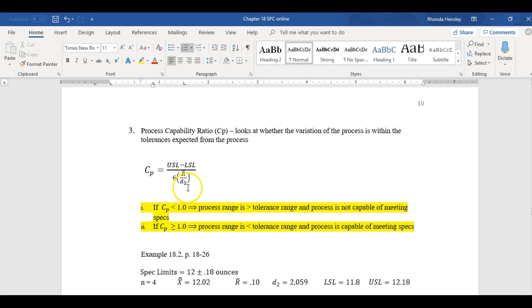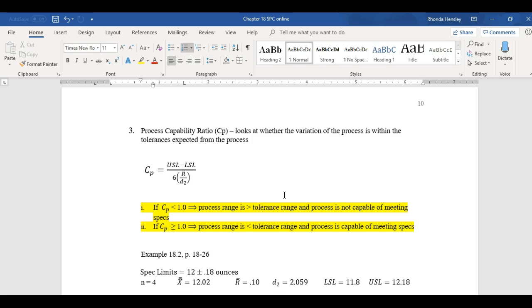So this average R divided by D2 is used in lieu of a standard deviation. And since 6 standard deviations account for about 99.7% of the observations, you're looking at the range. So the range that they want divided by the range your process is doing. Think about it for a second: if your process capability ratio, CP, is less than 1, that means that your process range is greater than your tolerance range, and your process isn't capable of meeting the specs.